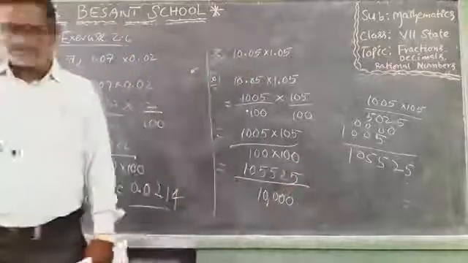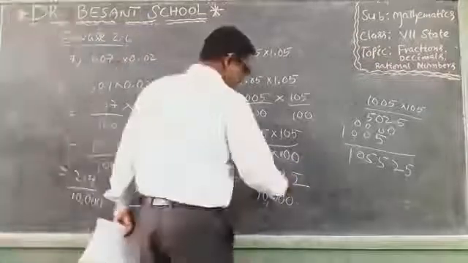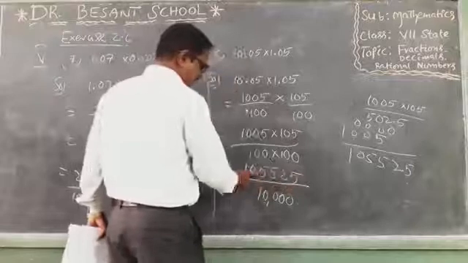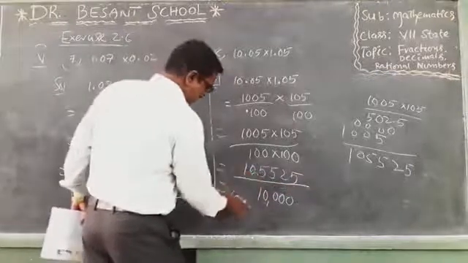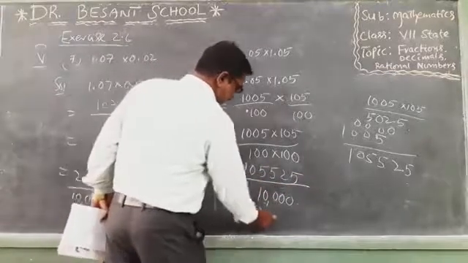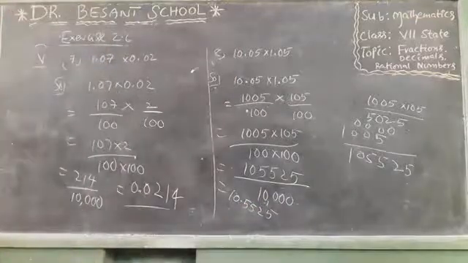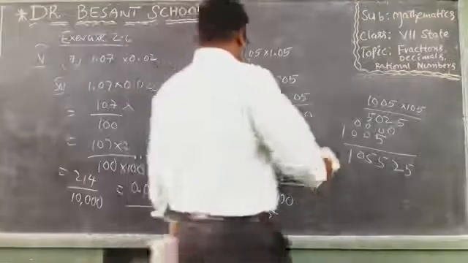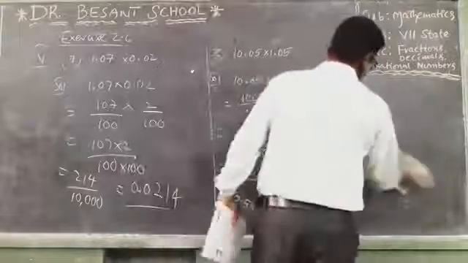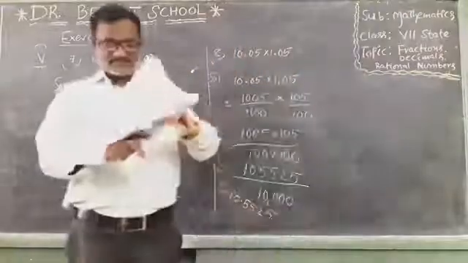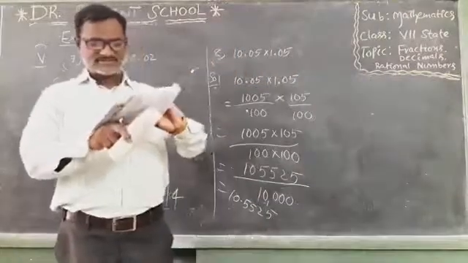So in the denominator 10,000, 4 zeros are there. After 1 2 3 4 digits we keep a point, it becomes 10.5525. So did you understand, children? Yes. Okay, children. The next one.